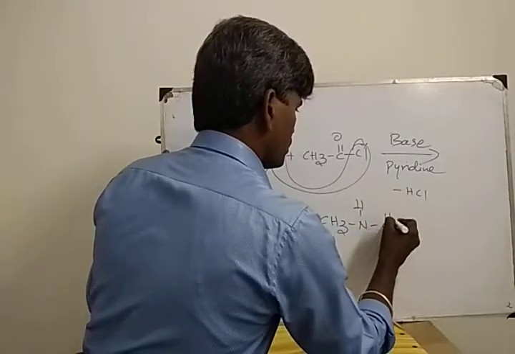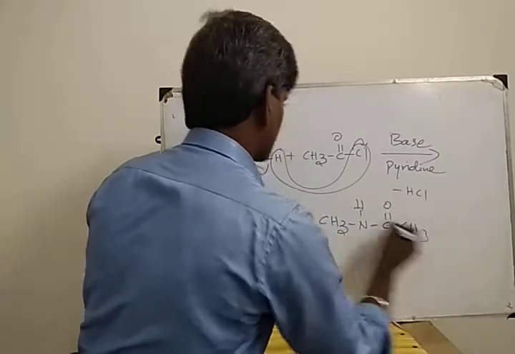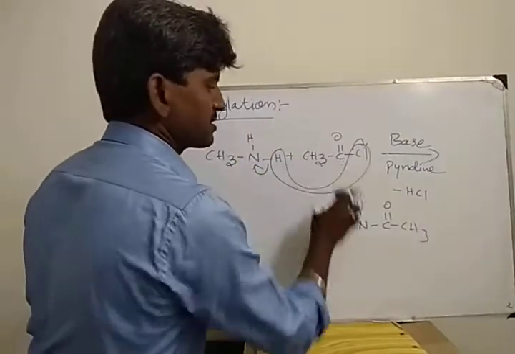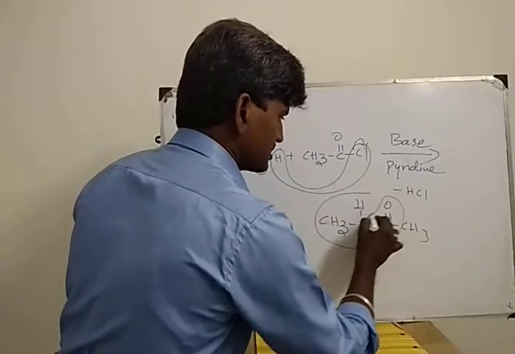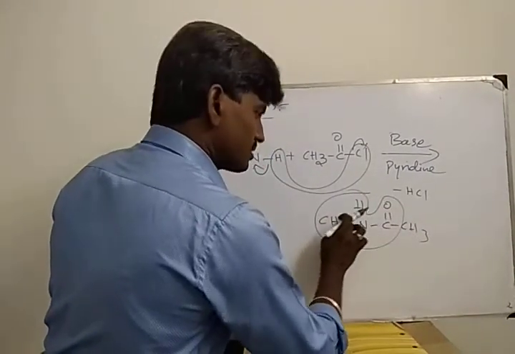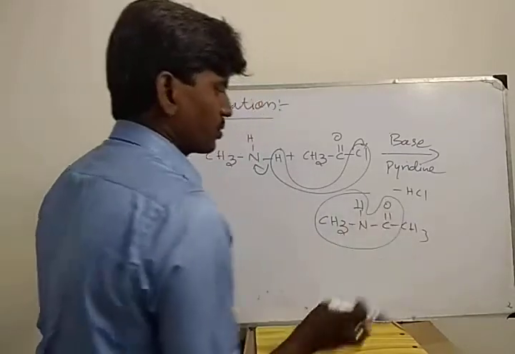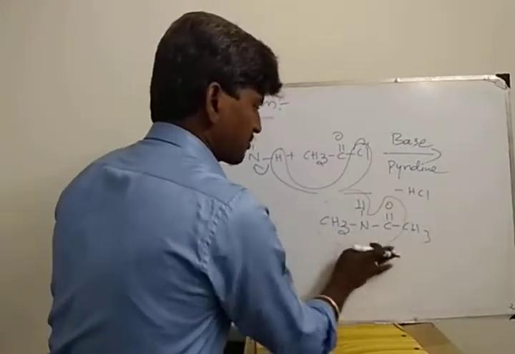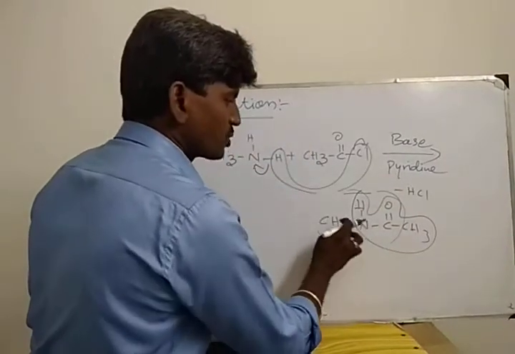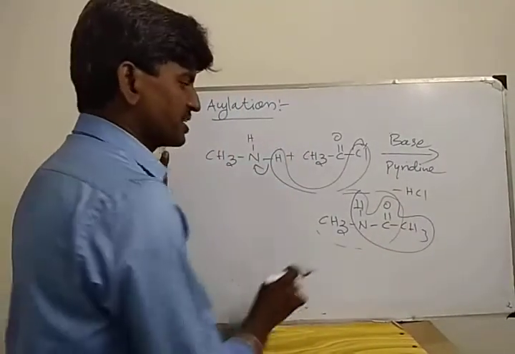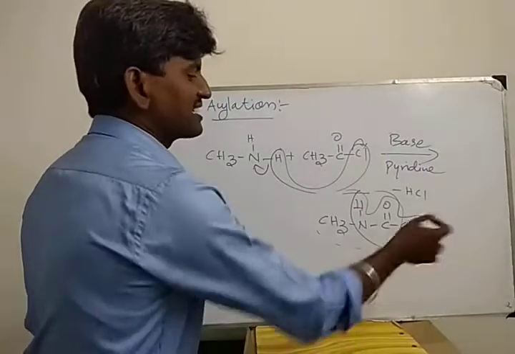C double bond O, CH3, N minus, C plus. Okay, its name, this is what? Acetamide. Sorry. CH3 NH C double bond O CH3 is called acetamide. This methyl group is attached to the nitrogen, so its name is N-methyl acetamide.